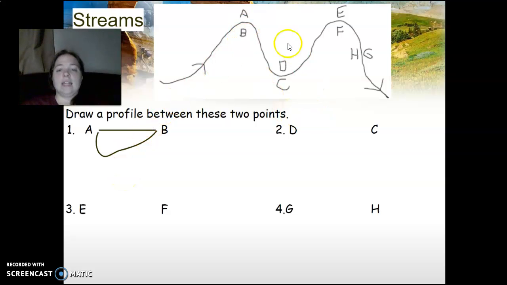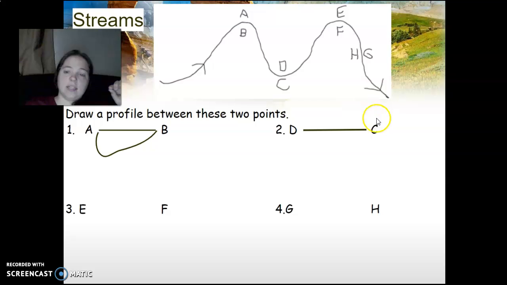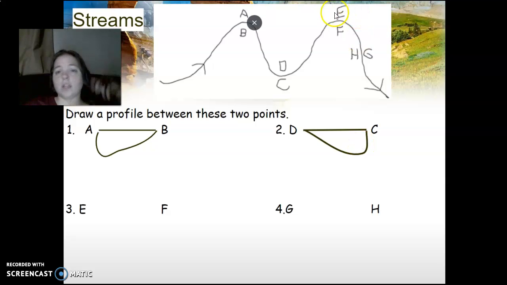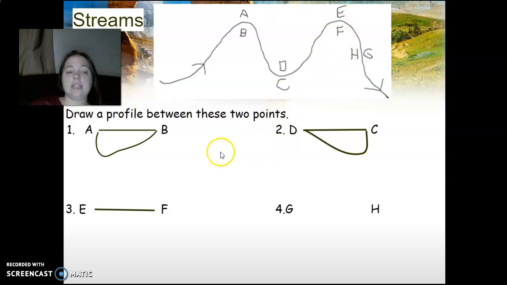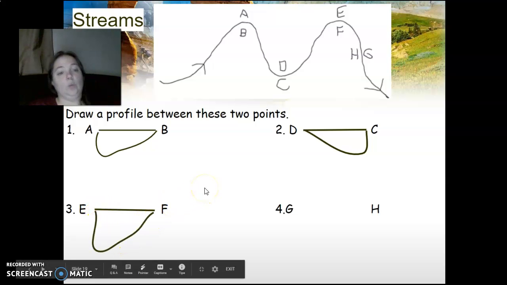All right, let's look at D and C. I'm going to go D to C. Which side is going to be the deepest? Remember, it's going to be the far side, the one that's on the outside. And in this case, the outside is C. So I'm going to go like this. And there it is. All right, let's look at E and F. What will that look like? Well, which side is the outside? The outside is E. So I'm going to go down and over like that. Oof, that was quite a down.